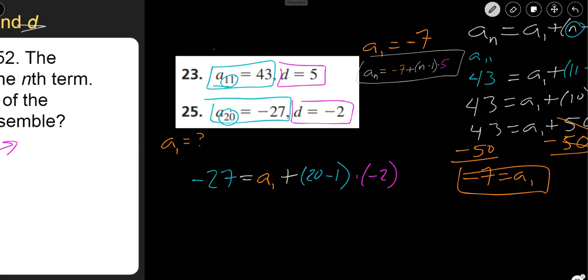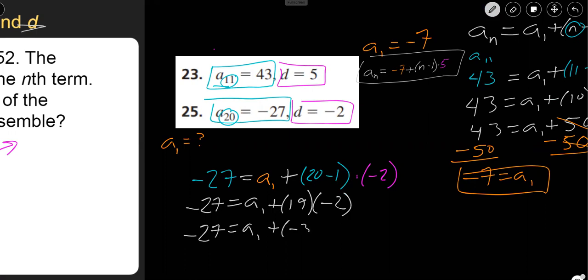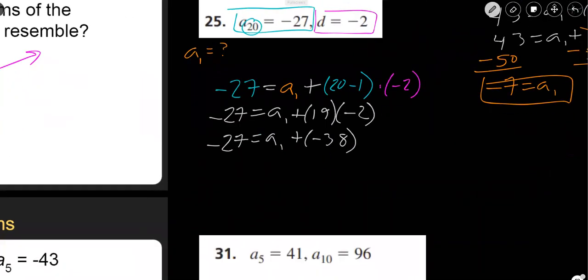So again, now I just do some order of operations on the right side until I get it to the point where I'm ready to do an inverse operation. 20 minus 1 is 19. So I've got 19 times -2. -27 equals A1 plus 19 times -2 is -38. So I've got plus -38. Well, that's going to be -27 equals A1 minus 38.